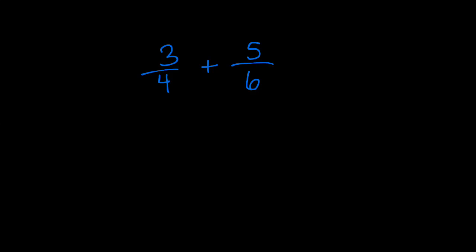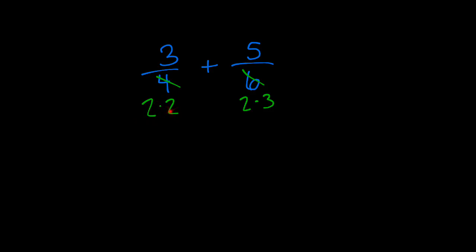Now, let's find the common denominator in a little bit of a different way. To do that, we're going to factor the denominator. So the prime factors of 4 would be 2 times 2. We could rewrite 4 as 2 times 2. And 6 would factor into 2 times 3.